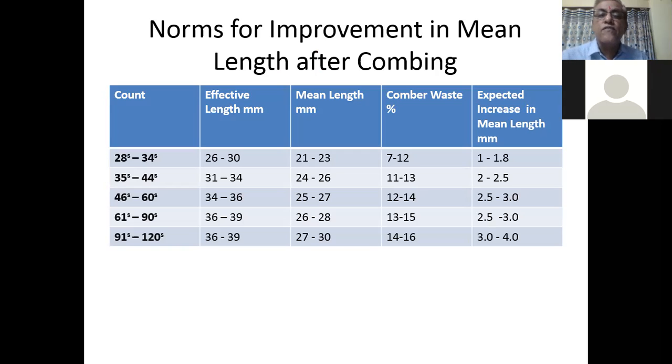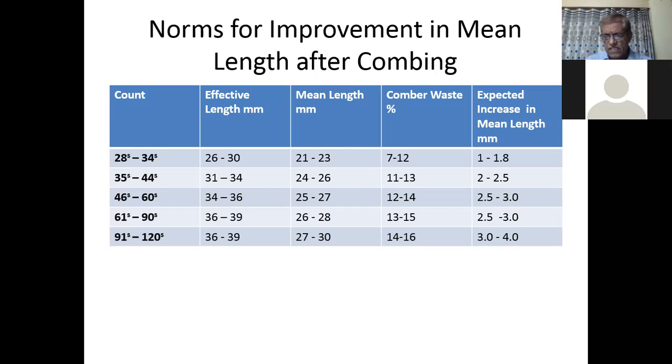The average length or mean length is ranging from 21 mm to 23 mm for 34s count, and it is varying from 26 mm to 28 to 30 mm for 120 count. Noil percentage or comber waste percentage is also different for different count groups. Although it is not necessary, this is just an example that it is ranging from 12 percent to 14 to 15 to 16.